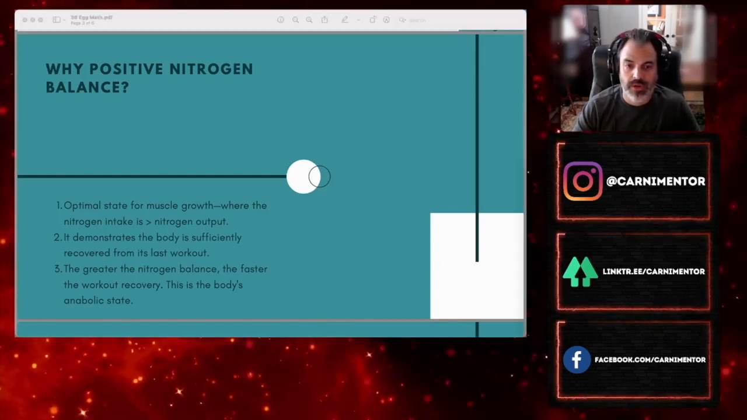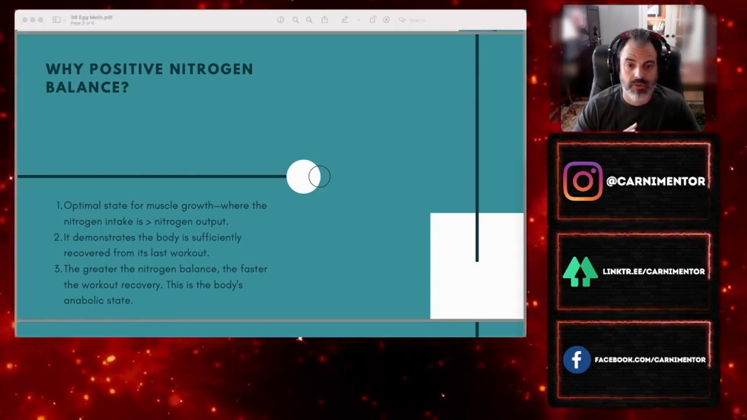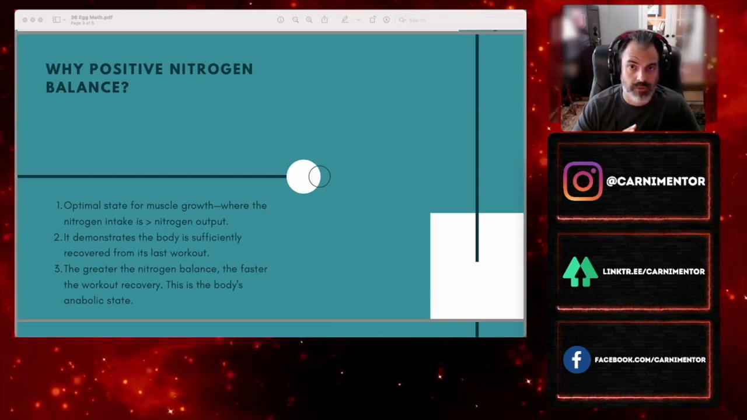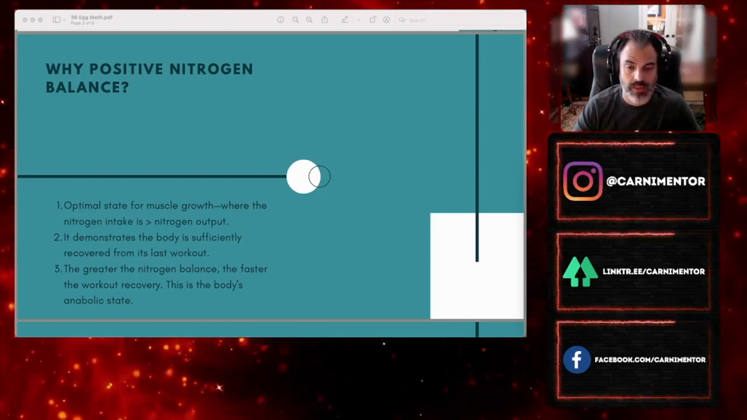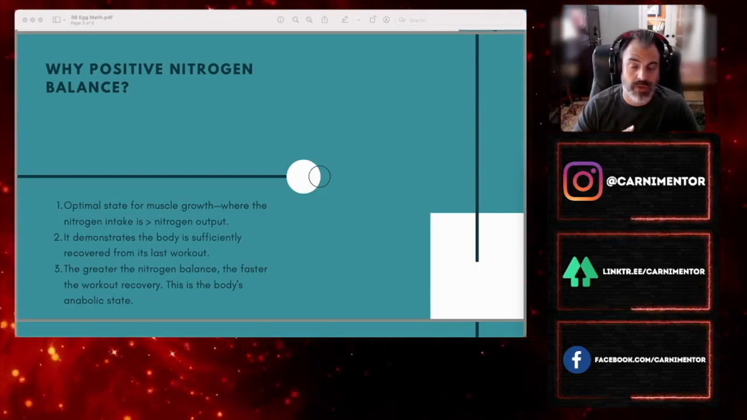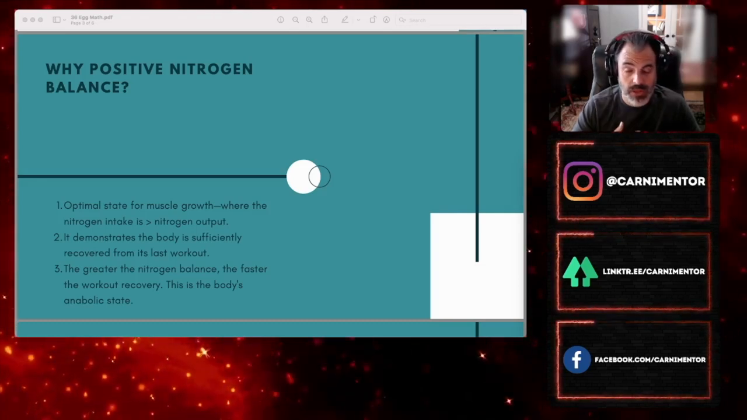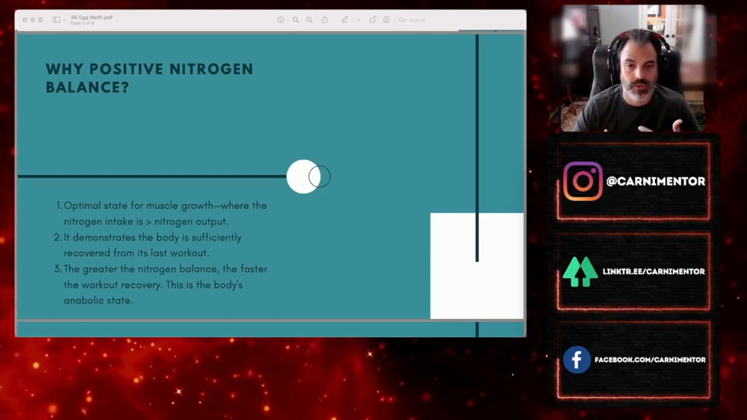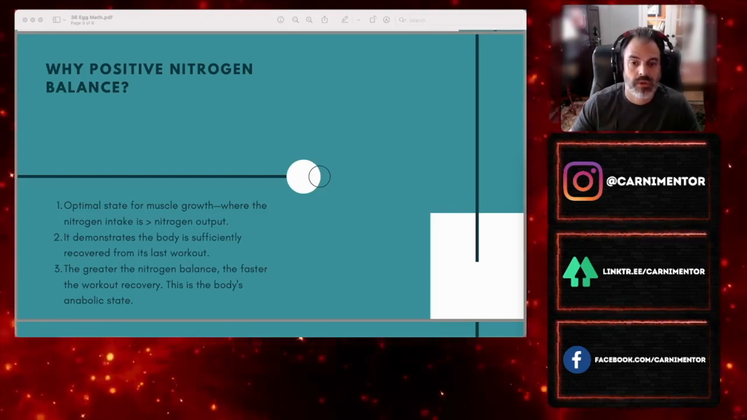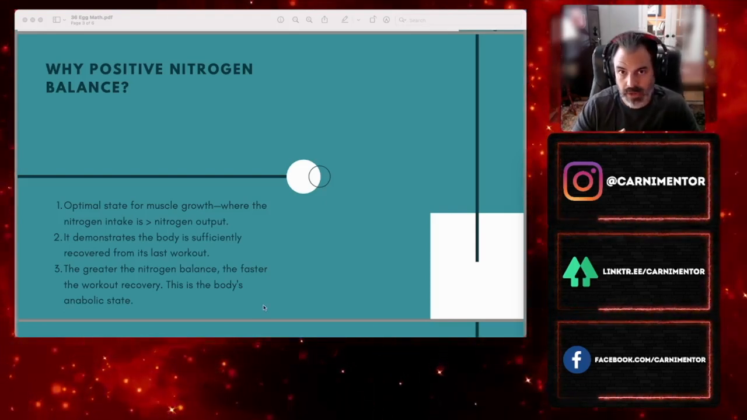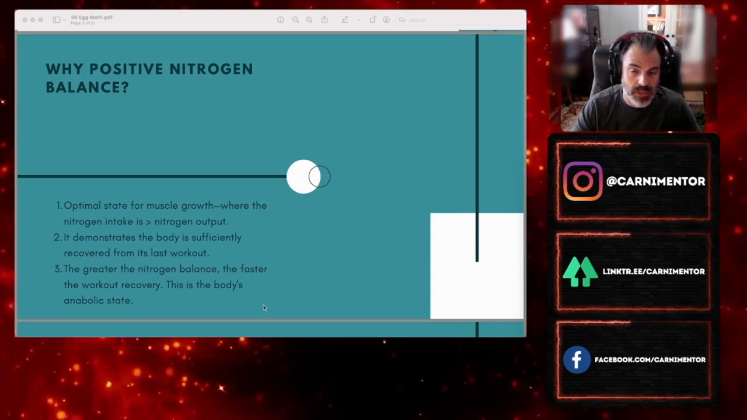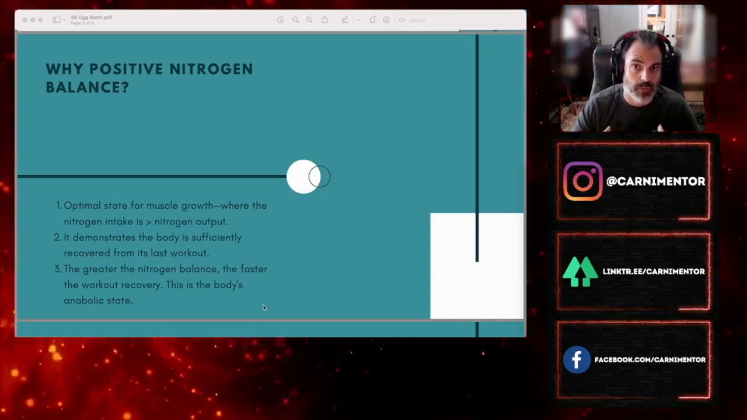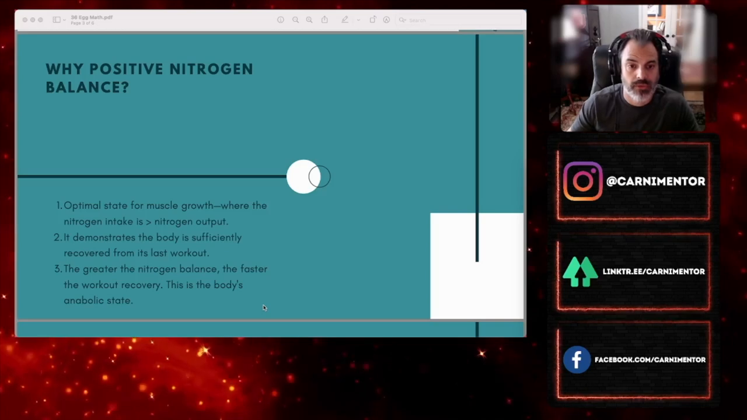Okay, and the third one is the greater nitrogen balance, the faster your workout recoveries will go, right? This is the body's anabolic state. Anabolic state means you're growing, right? This is the process of building or growing muscles. The opposite of anabolism is catabolism, and that's where you're actually breaking muscles down.